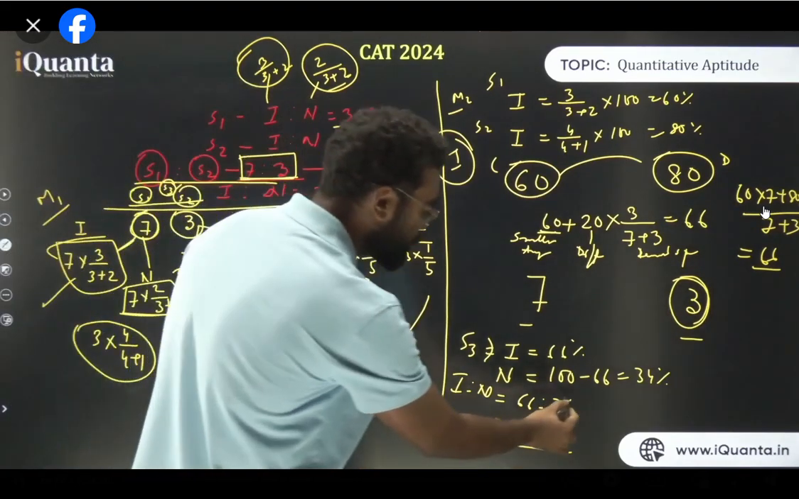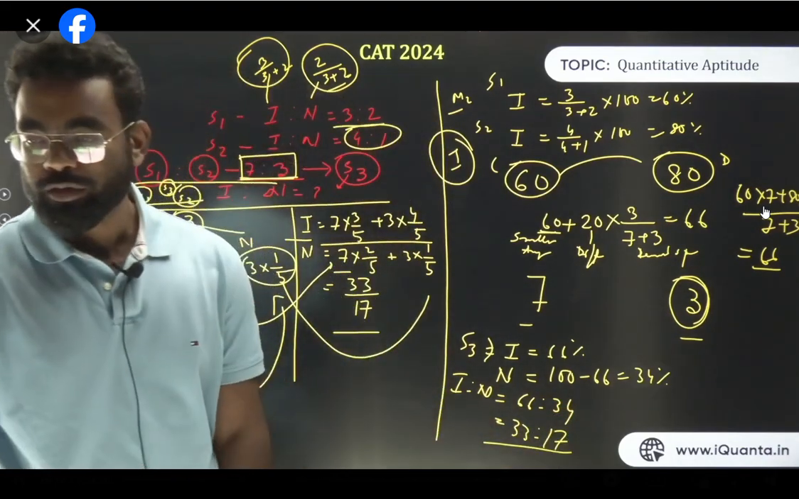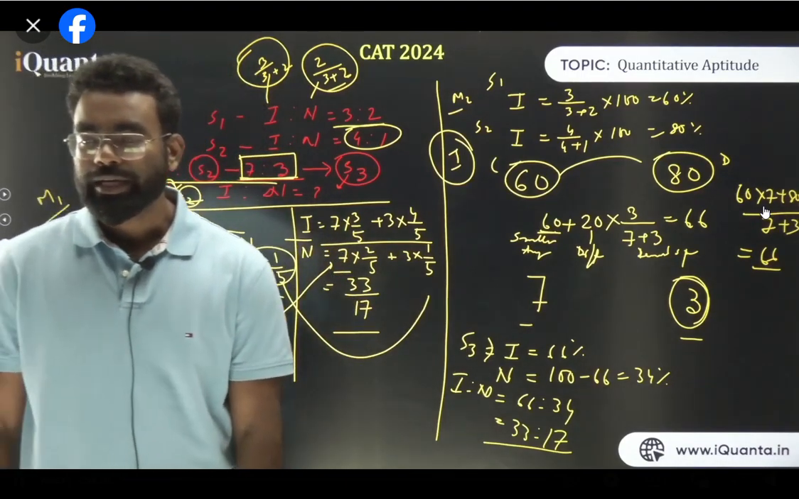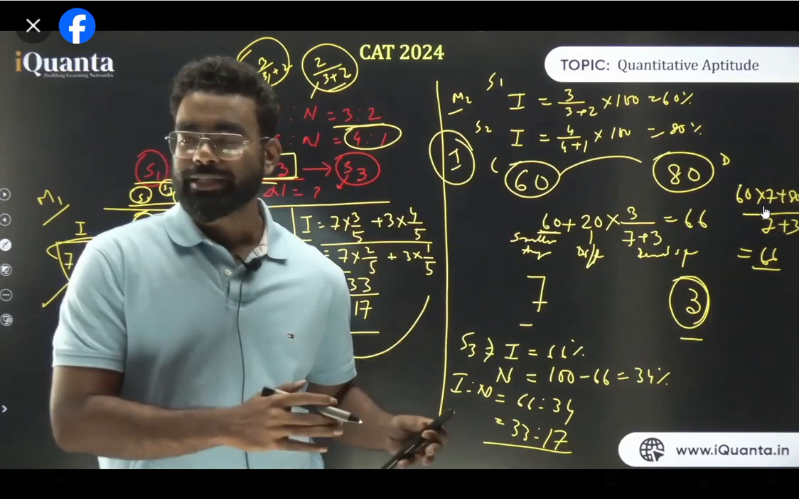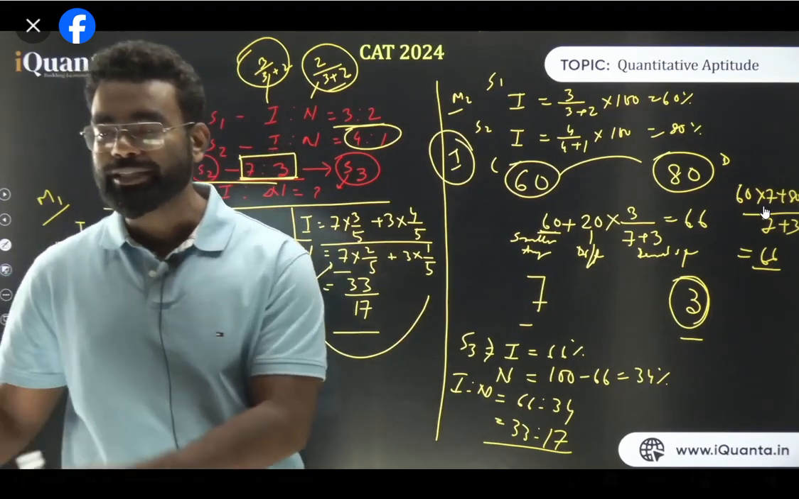66 is to 34. It's not 33, it's 34. 100 minus 66 is 34. The dearer means the higher valued quantity, and the cheaper means the cheap quantity. So the cheaper one is the cheap quantity and the dearer one is the higher quantity.